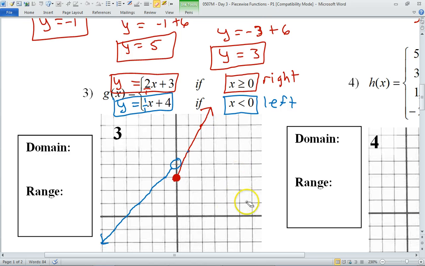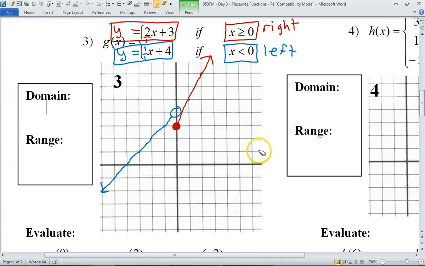Any questions about where that graph came from? What's the domain of this? What's the range? Yes, the range is also negative infinity to infinity, because this time it goes up forever and down forever. Why is the blue one going down?